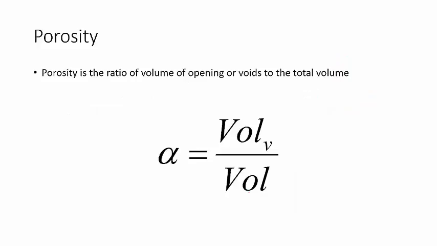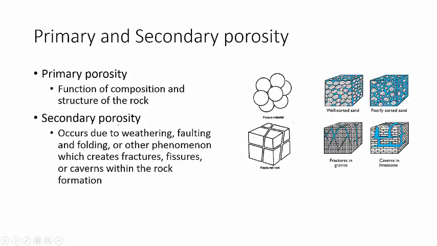So, as I mentioned, porosity is the ratio of volume of opening or voids to the total volume. So this is the equation and the symbol for porosity. There is what we call primary porosity and secondary porosity. The primary porosity is what we mentioned, which is a function of the composition and structure of the rock.